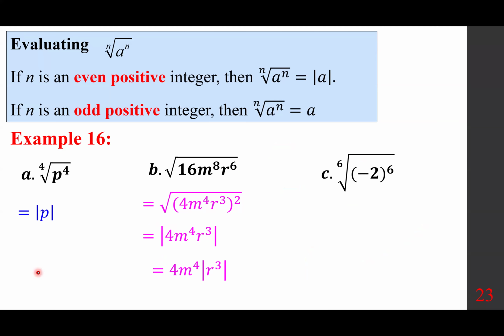Now, what about this one? They cancel each other, but it's not the negative 2 that comes out, but rather the absolute value. Why? You can raise it to the power of 6 first if you want. And it becomes, by the way, this, if you raise it to the power of 6, is 64. So the sixth root is positive 2, and that's why you want to distinguish between the two.